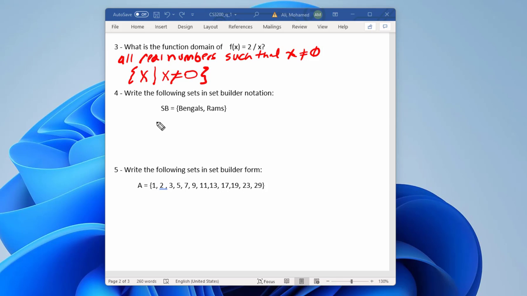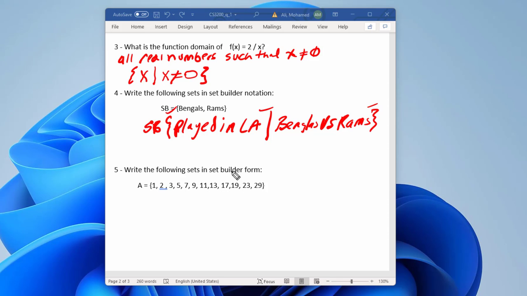We can say the Super Bowl, or SB in this case. So we can say Super Bowl played in Los Angeles such that the Bengals versus Rams.